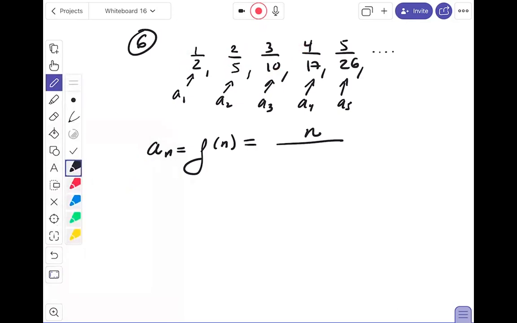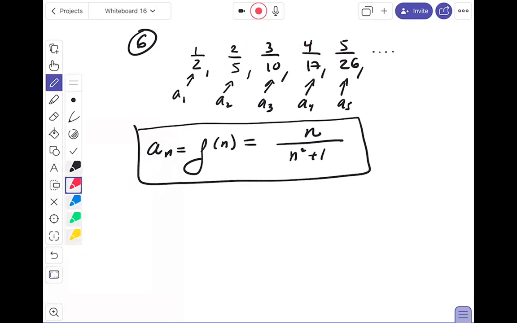So I'm going to say n squared plus 1. I'll put a box around this now. All right, let's go to the answer key. Let's see what they wrote down. And what did they write down? Exactly what we thought it is. All right, that's done. Let's go to number 7.